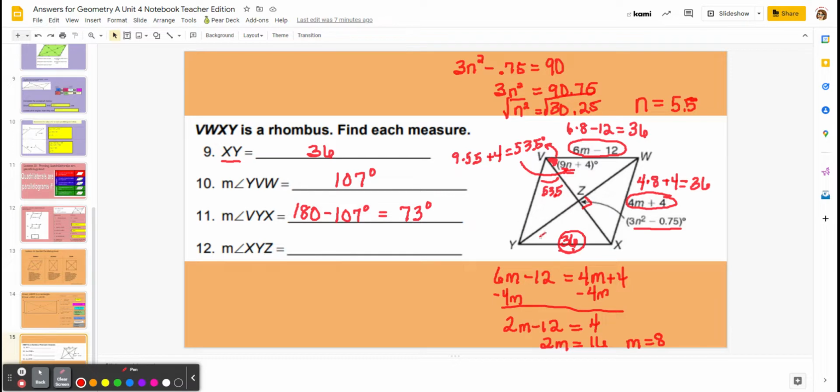And if we want to find the last angle, XYZ, remember we said the whole angle here is 73. The diagonal is going to bisect it. So XYZ is going to be 73 divided by 2, or 36.5.